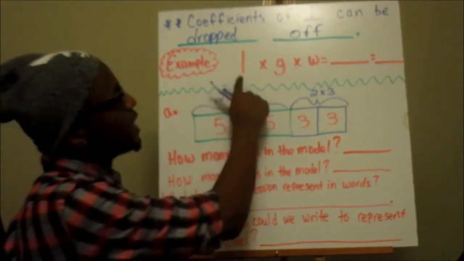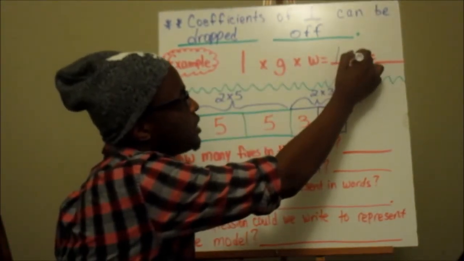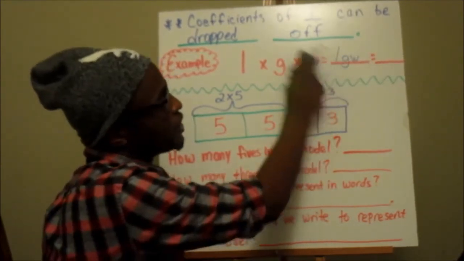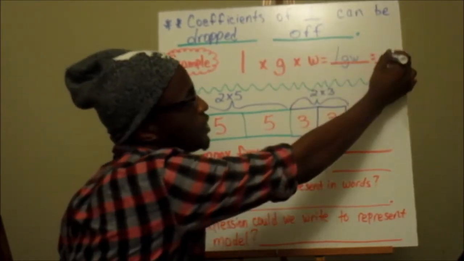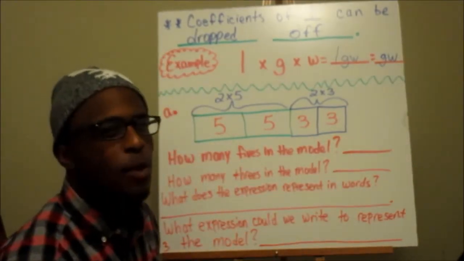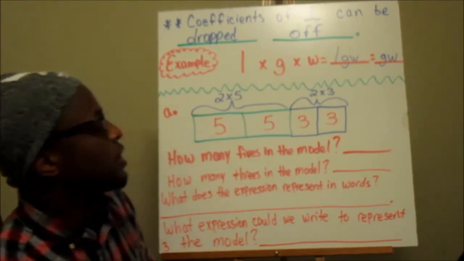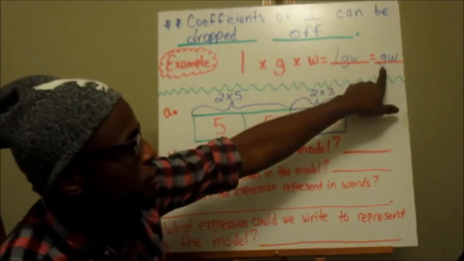Alright, so we don't need them. So in this example, 1 times g times w would equal 1gw. But remember, if the coefficient is 1, we can drop off the coefficient, so it'll just be gw. Because if you think about it, if we multiply 1 times anything, we're still going to get whatever terms we multiply times. So we do not need that 1. It's unnecessary, so we'll just go gw.